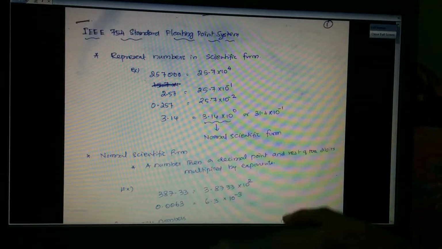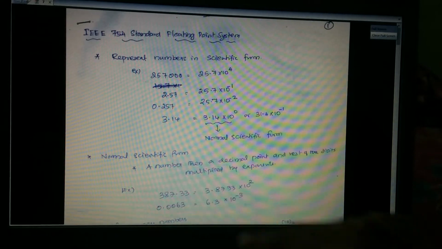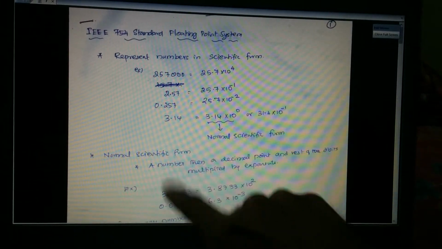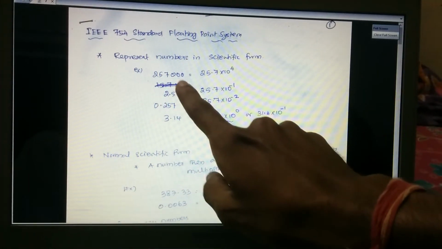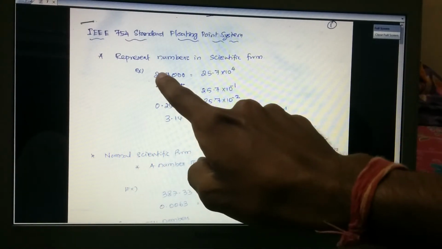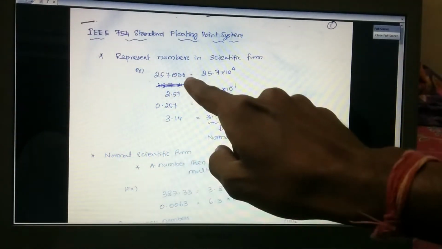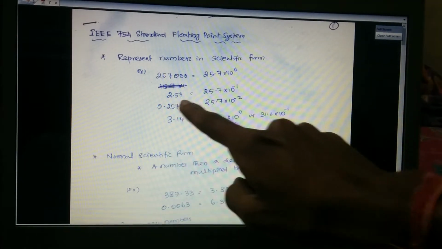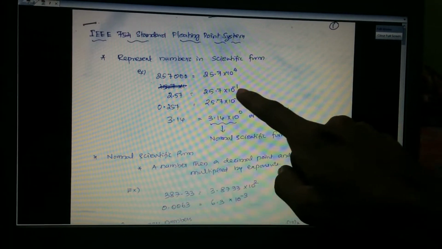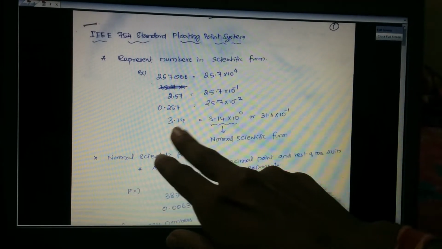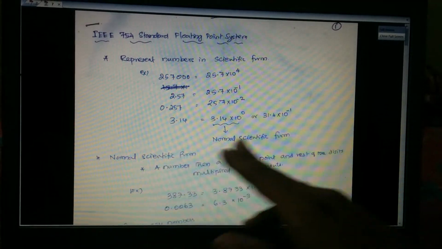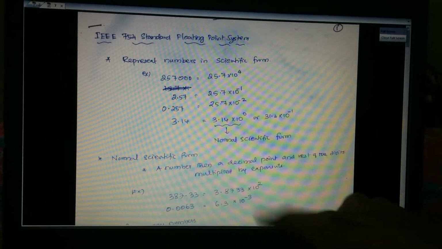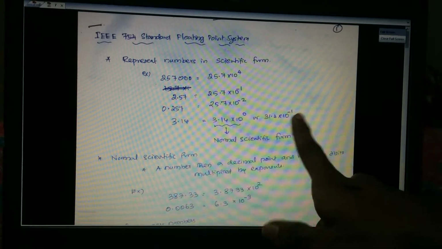To represent this number in the scientific form, from the rule, there should be only one number before the point. So 257000 can be represented as 2.57, and all these zeros we have written as 10 power 5. And now second example 2.57, we can write this as 25.7 into 10 to the power minus 1. Here we consider this one, 3.14. It's already in normal scientific form, so we are writing it as 10 power 0. It can also be represented as 31.4 and 10 to the power minus 1.